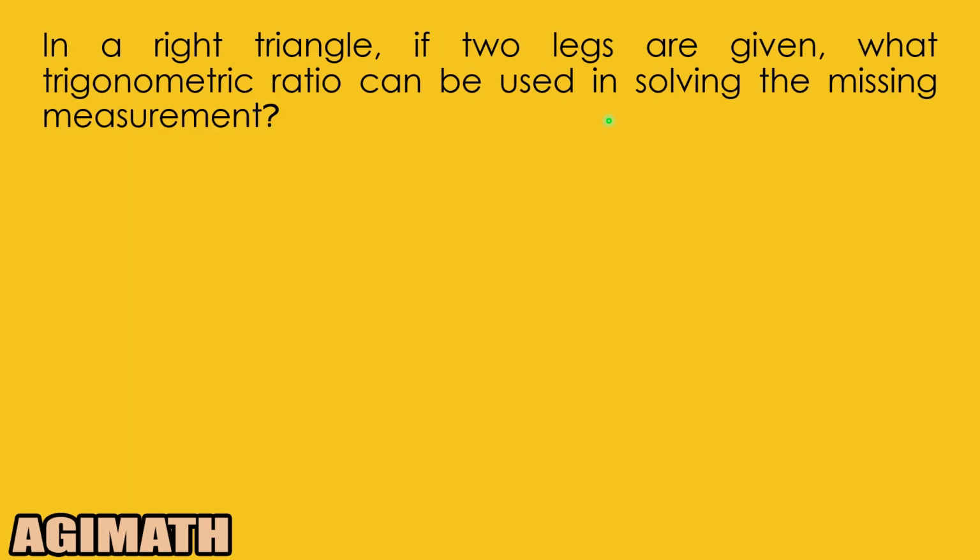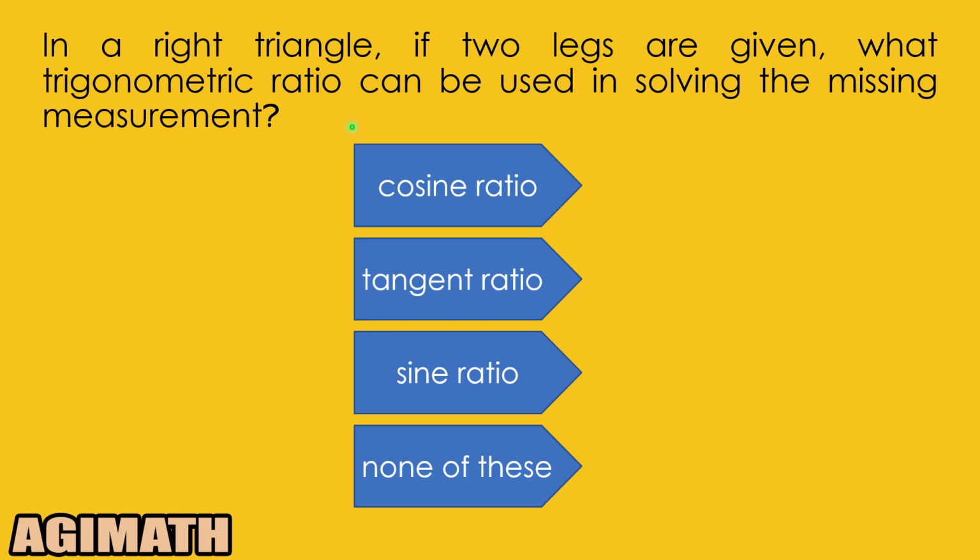In a right triangle, if two legs are given, what trigonometric ratio can be used in solving the missing measurement? So to answer this problem, just analyze. You focus on the two legs because when we have a right triangle, we have three sides. Among the three sides, we have the side opposite the right angle and we call it the hypotenuse. The remaining two sides are the legs, and we are asked what trigonometric ratio.